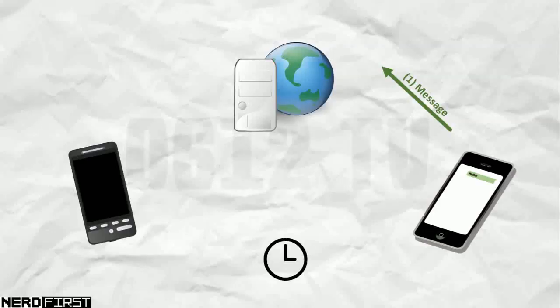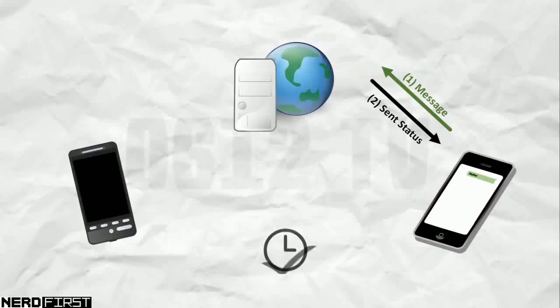Of course, assuming that everything has gone well, the server receives your message and sends you back an acknowledgement, telling you that, hey, I have indeed gotten that message. This is when your symbol changes to a single tick. This of course implies that your message has been sent.